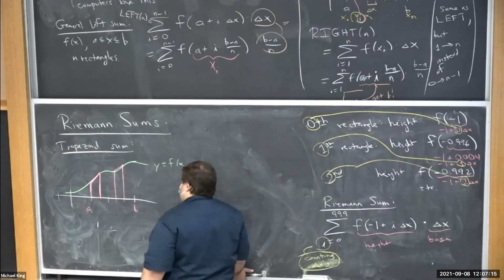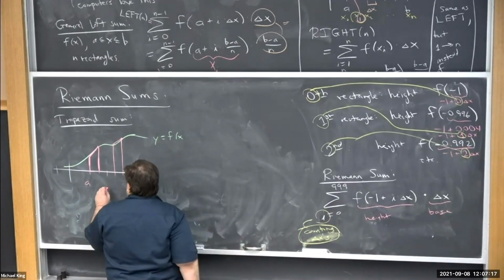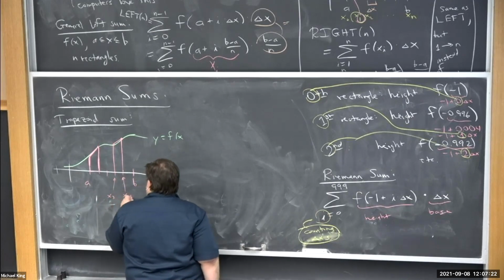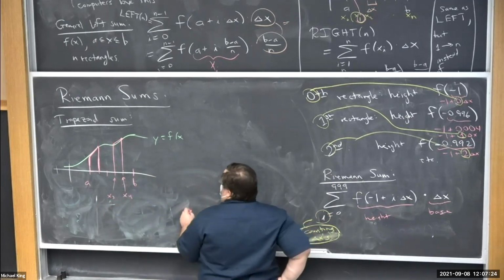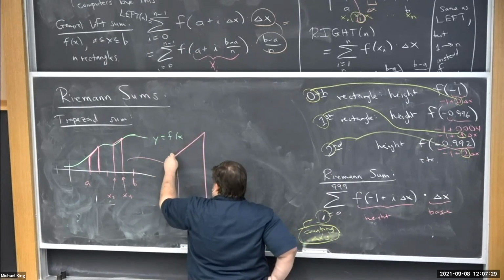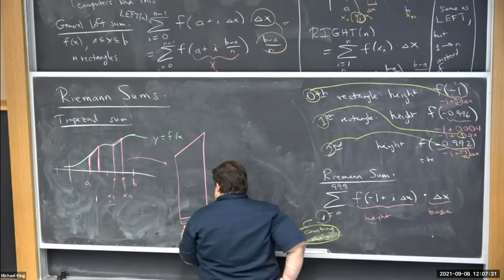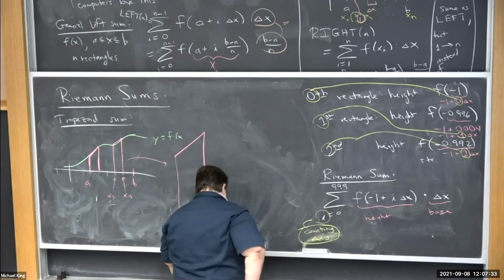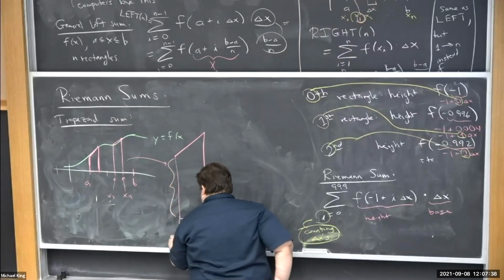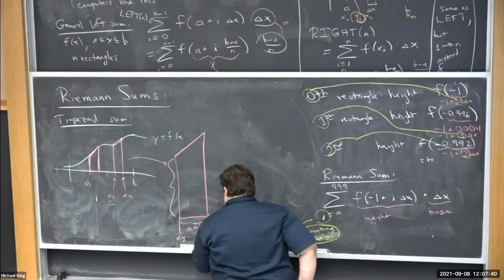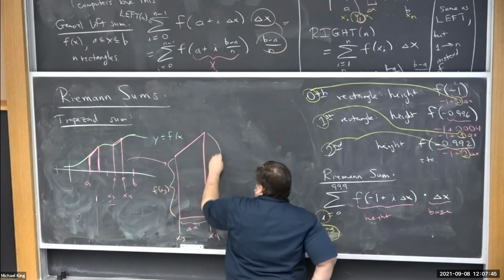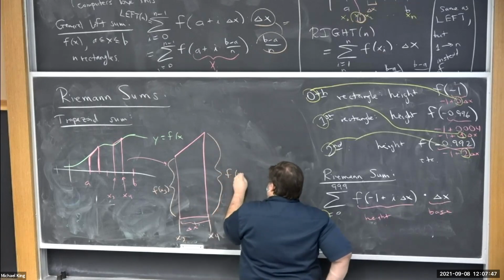And so let's just say this was x3 and this was x4. Then let me pull this out of the picture and draw it bigger. Well, this is delta x. If this is x3 and this is x4, I just picked those randomly, then this height is f of x3, right? And this height is f of x4.